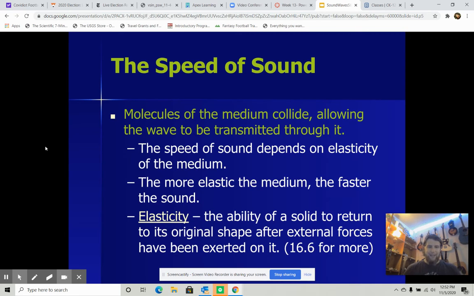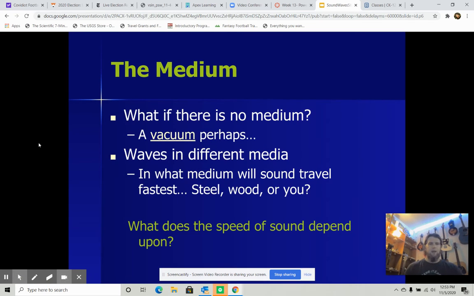Elasticity is just the ability of a solid to return to its original shape after external forces have been exerted on it. So how well does it return to its normal shape? That will be what determines the speed of sound through an object. So don't pay any attention to the 16.6 for more. If we were in a classroom with our textbooks, that would be where we'd find this stuff, but we don't need that right now.